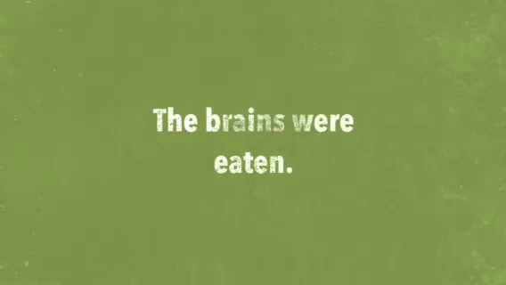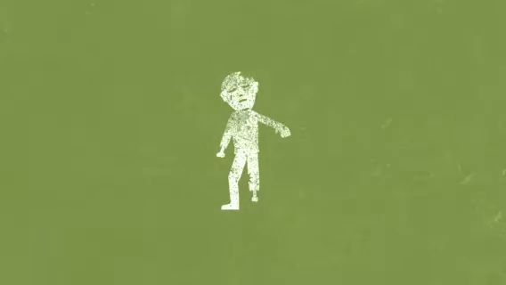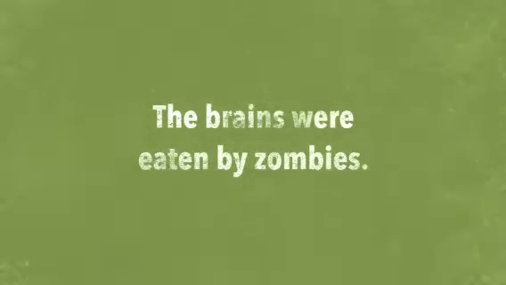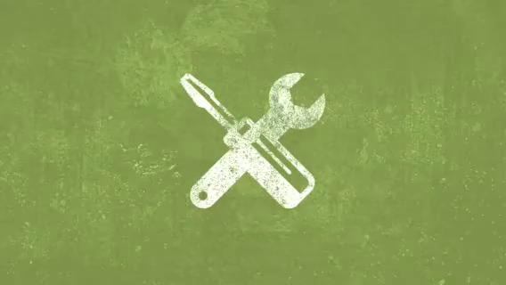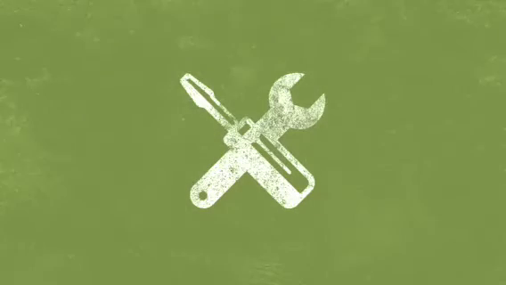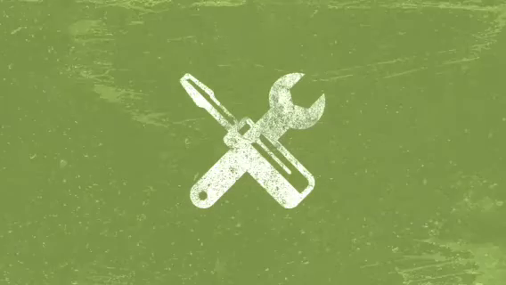Here is an example sentence. The brains were eaten. Now, if I add the phrase "by zombies," the sentence still makes sense. The brains were eaten by zombies. The next question is then, well, how do you fix a passive voice sentence? And I am going to give you 3 quick steps.